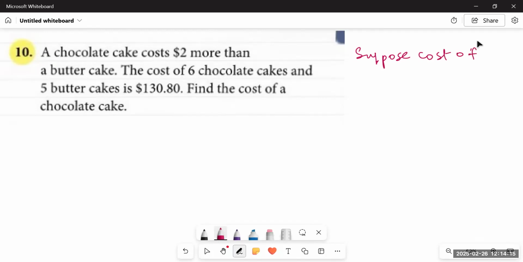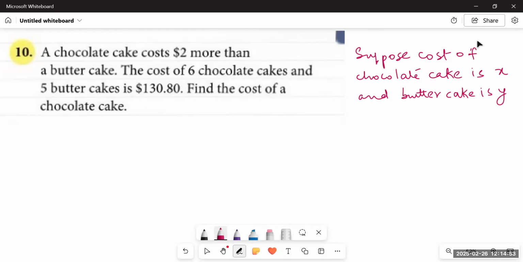cost of chocolate cake is X and butter cake is Y. You can take any of the letters. Now they're giving us the amount of difference, not the accurate amount of either of them. That is, they're not providing us with the cost of the chocolate cake or the butter cake. They are telling us that there is a difference of $2. A chocolate cake costs $2 more than a butter cake.